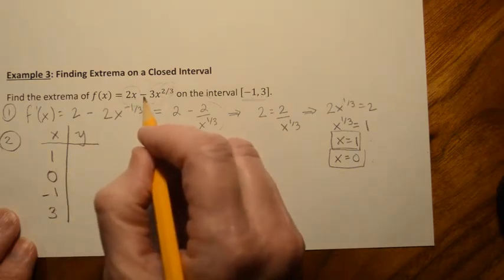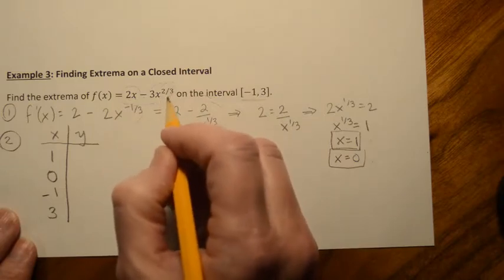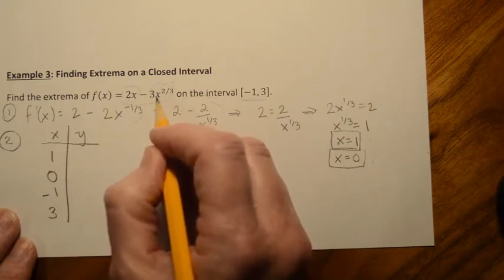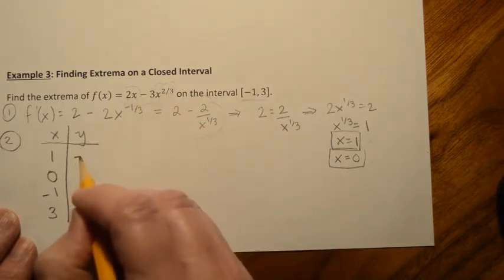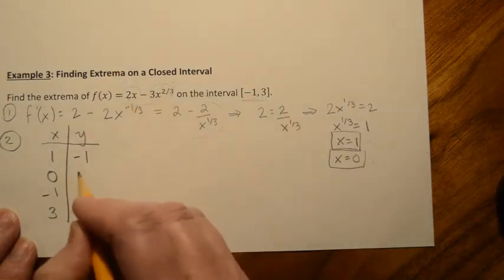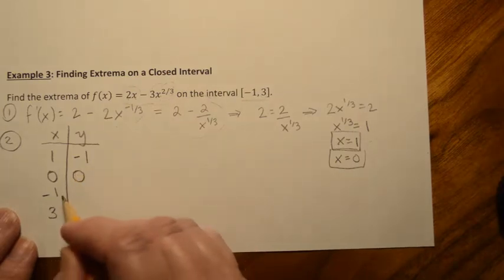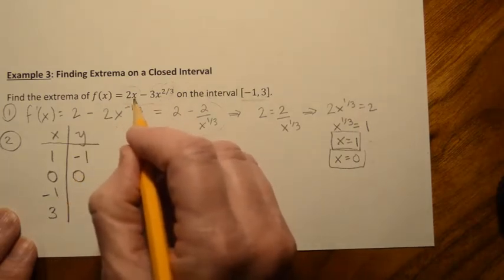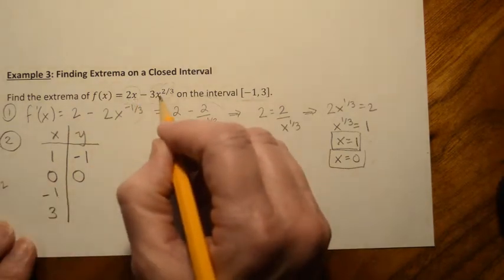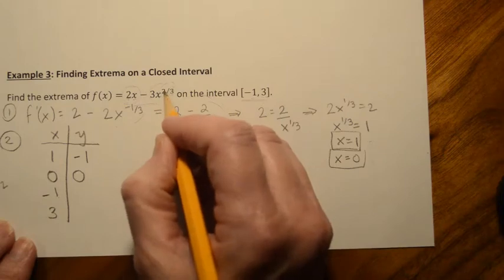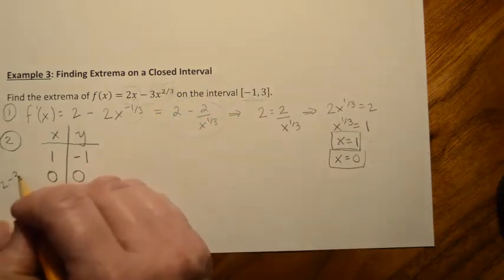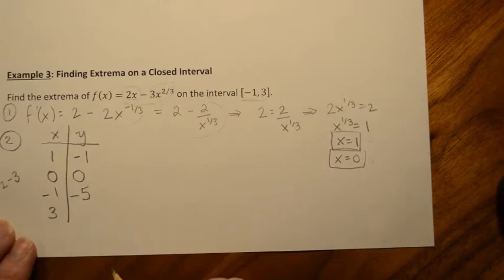So 2 times 1 is 2, minus 3 times 1 to the 2/3. 1 to the 2/3 means take the cube root of 1 and then square it, so that's just going to be 1. So 2 minus 3, negative 1. I plug in 0. Hopefully you can see easily I get 0. I plug in negative 1. Here I'm going to get negative 2. And then when I take the cube root of negative 1, I get negative 1. When I square negative 1, I get positive 1. When I multiply that by 3, I get 3. So it's negative 2 minus 3, which is negative 5.